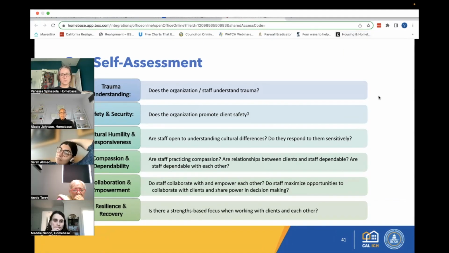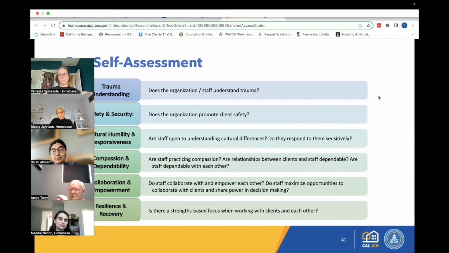For compassion and dependability, are staff practicing compassion? Are relationships between clients and staff dependable? And are staff dependable with each other? For collaboration, do staff collaborate and empower each other? Do staff maximize opportunities to collaborate with clients and share power in decision-making?